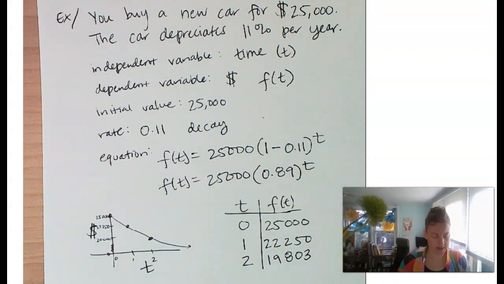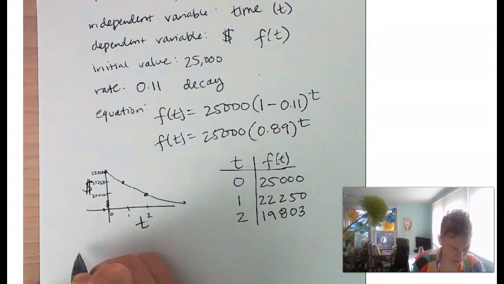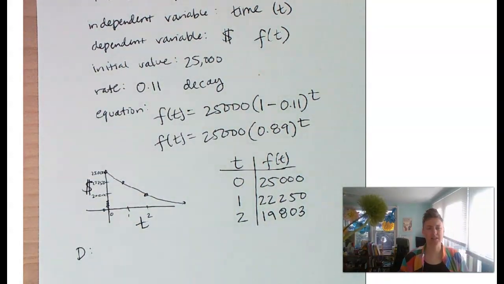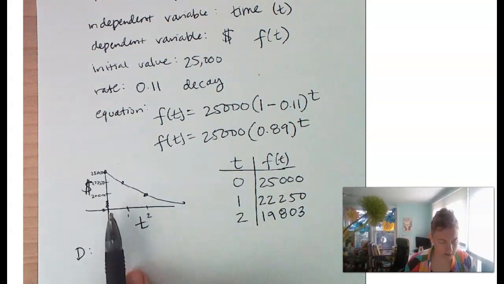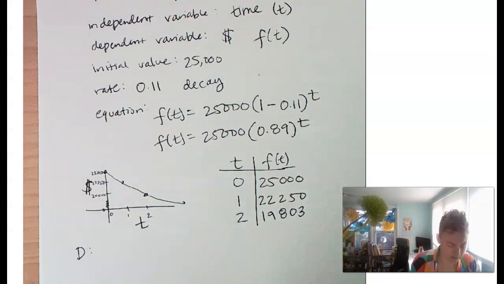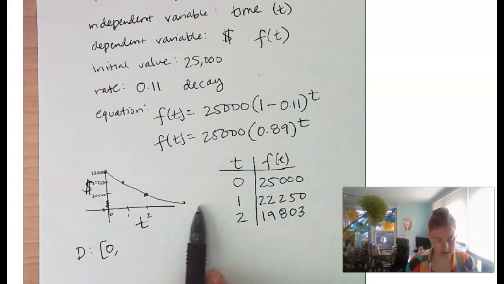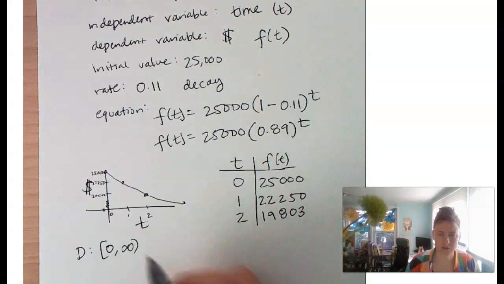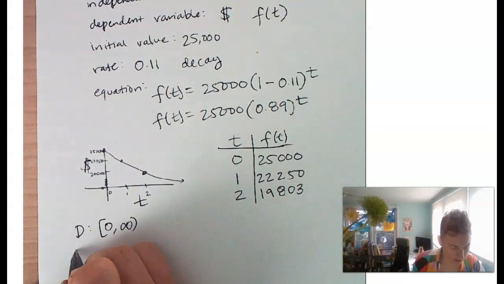Now let's talk about the domain and range of this function. Again, the domain are all the possible x values here. So this is a real function. This is happening in real time. So our lowest x value, our lowest time is 0. And this would continue on forever to the right, going up to infinite time.